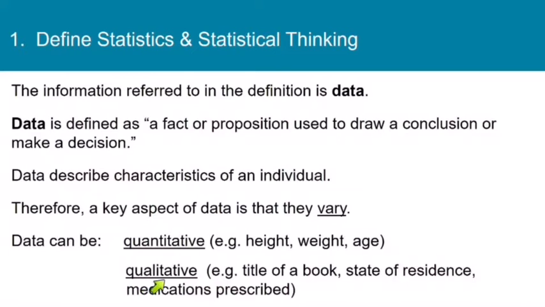And then do you see the word quality in the word qualitative? Qualitative data describes some quality of the individual. So if we're talking about a book, we could talk about its title. If we're talking about a person, we could talk about the state where they live or the medicines that they take. And those would be qualitative pieces of data.